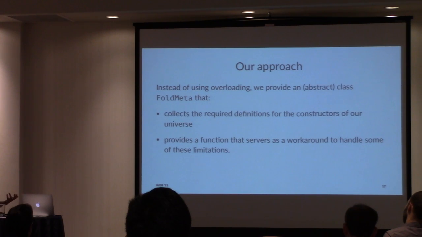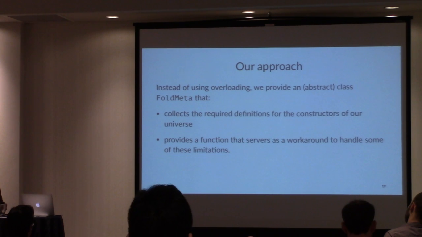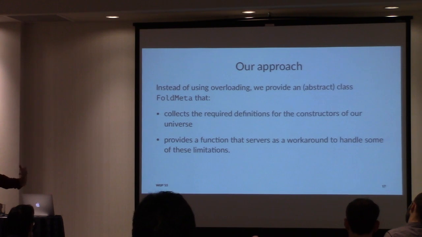So that's why we use these classes, which works quite well in practice. The problem is we now need to define a methodology for defining your own generic functions using the representation types that we've seen previously. So the way we're going to do that is, instead of trying to use the ad hoc polymorphism that we saw, we'll provide an abstract class called fold meta, which users can write their own instances of and provide the required definitions to completely define a generic function.